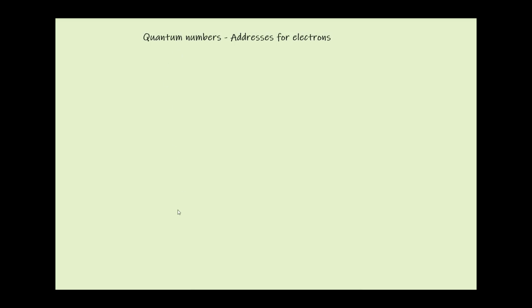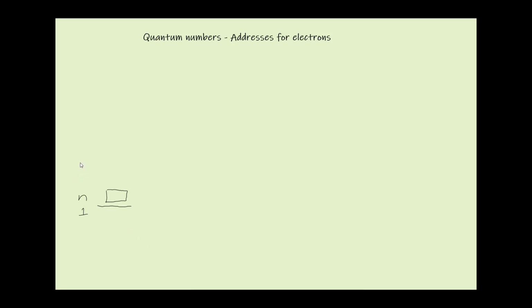I'd like to talk about quantum numbers, which we can think of as addresses for electrons. So let's envision we have a street, and it's a small street, and the street is only big enough to hold one house. We're going to name our streets with the letter N, and so where N is equal to 1, we can only have one house.